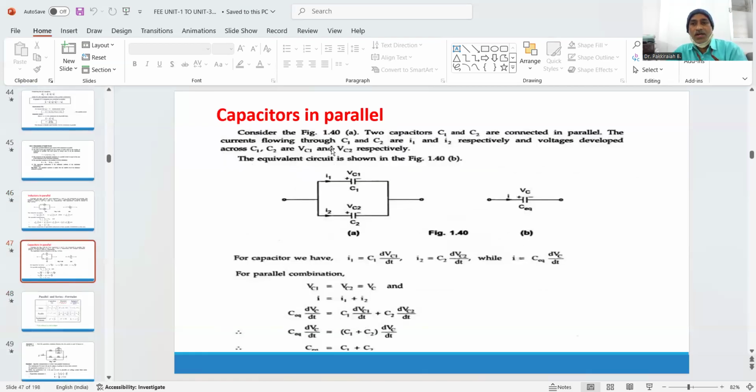Then capacitor in parallel. Coming to capacitor parameters, the properties are vice versa. They are reciprocal to that of the resistor and inductor, reverse to that of the resistor and inductor. So if two capacitors, C1 and C2, are connected in parallel, then C equivalent will become directly adding both, the sum of the individual components, C1 plus C2.